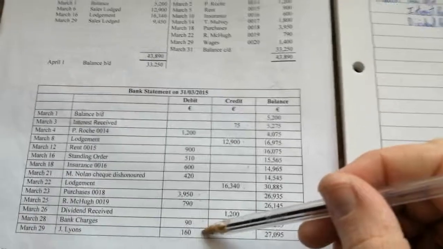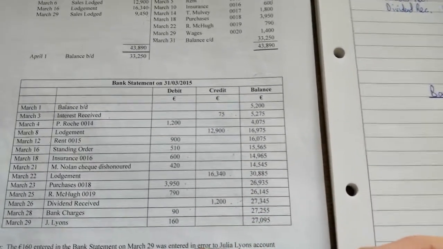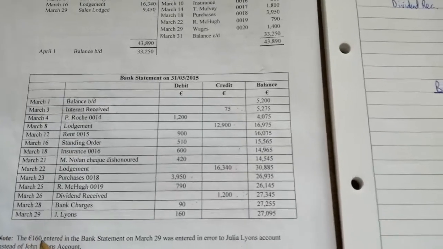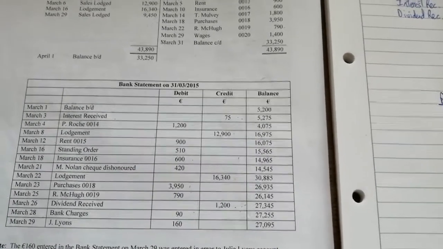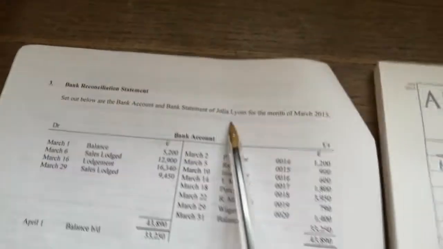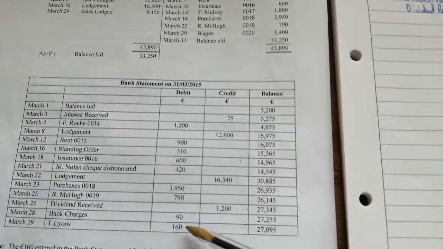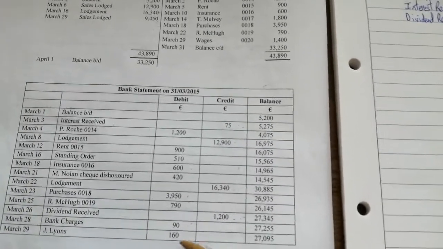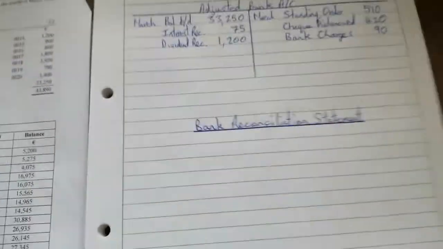And then this 160, well, this has to do with the error over here. And let's just read it very quickly. It says the 160 entered in the bank statement on March 29th was entered in error to Julia Lyons' account. And remember, you're Julia Lyons instead of John Lyons. So that actually shouldn't be there at all. So if it shouldn't be there, we're definitely not going to put it in anywhere here in our adjusted bank account. Okay, so we're finished putting in entries for now.